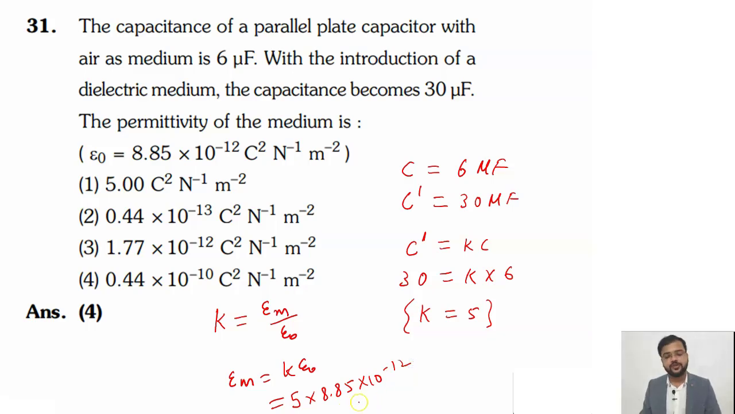After solving this equation, you will get option number 4, 0.44 into 10 raised to minus 10. So option number 4 is correct here. Okay, let's see the next question.